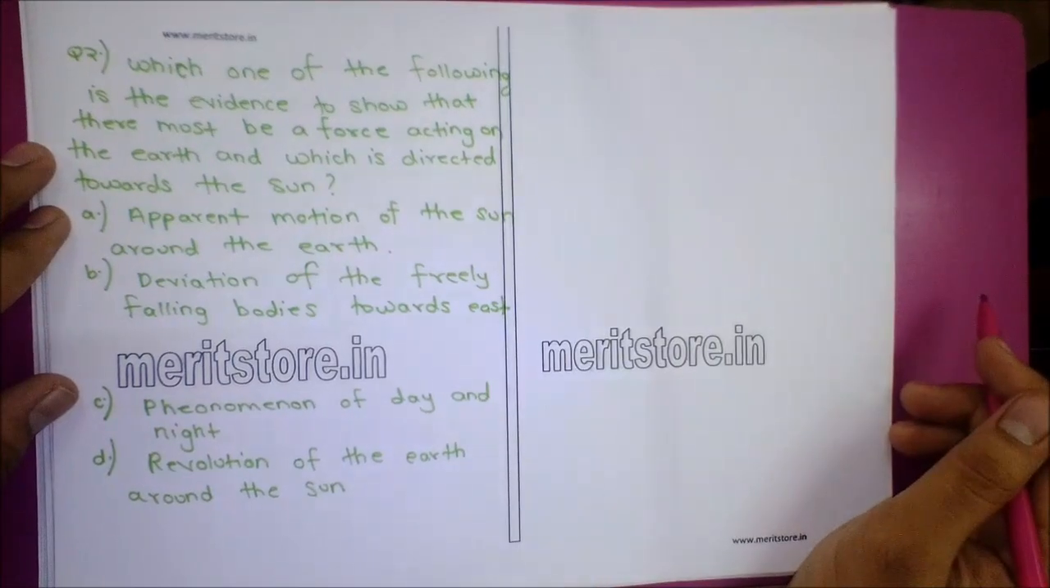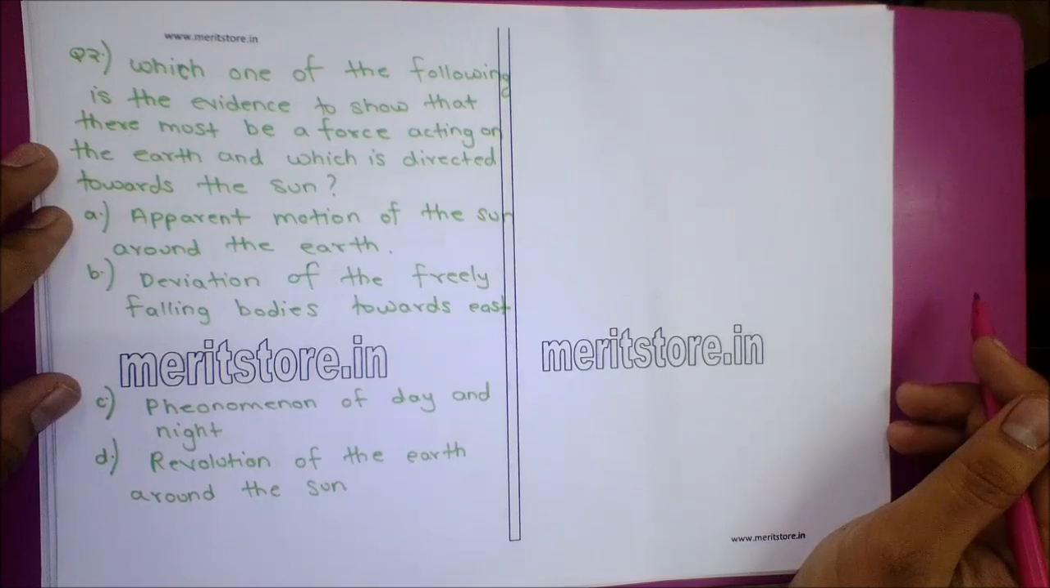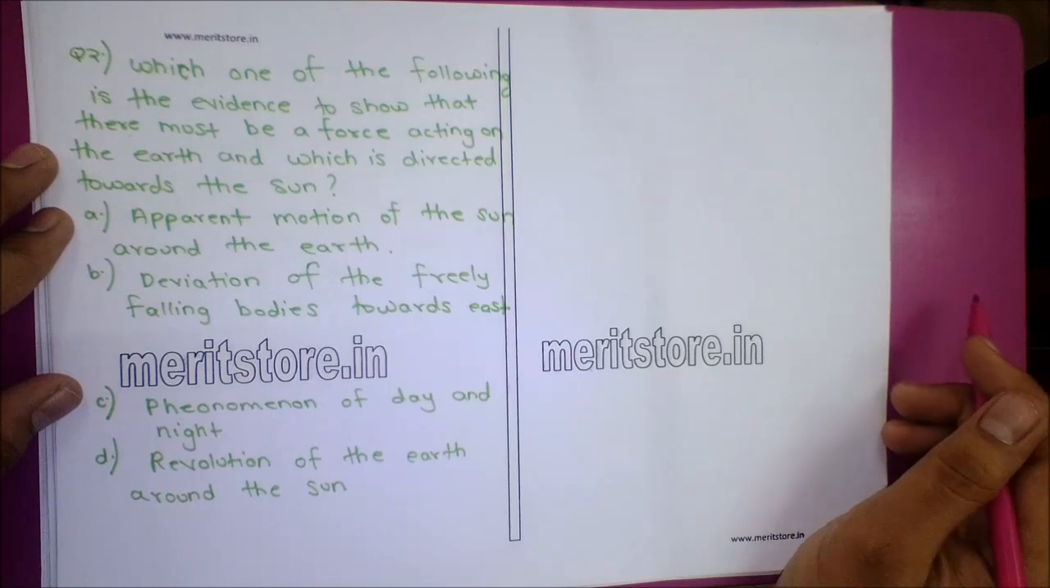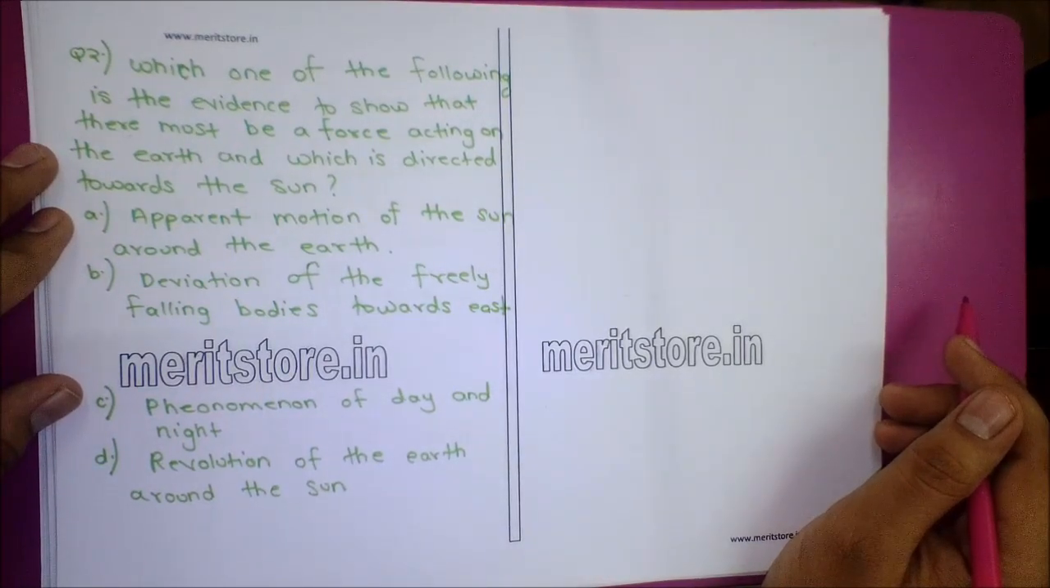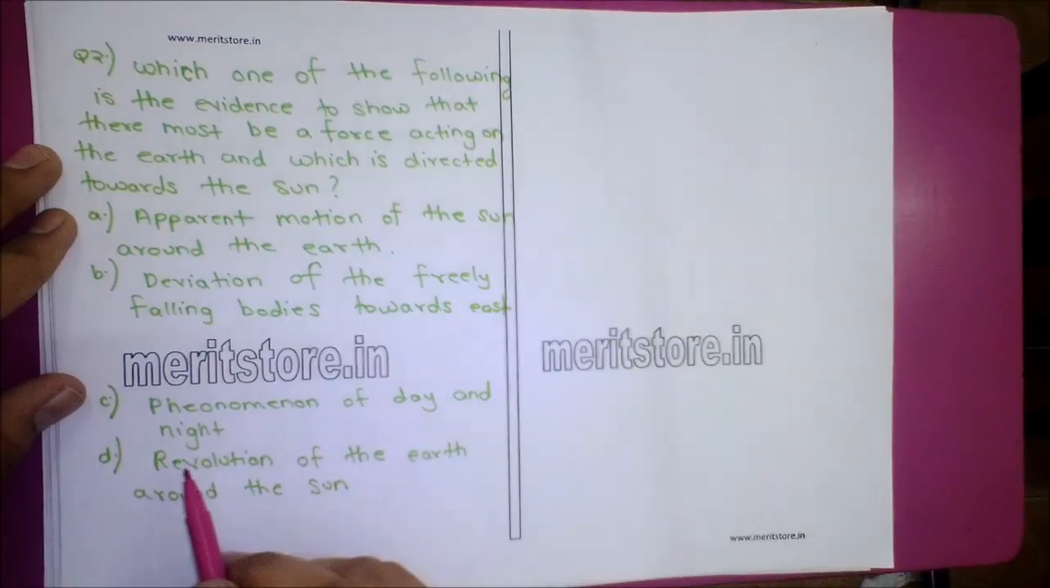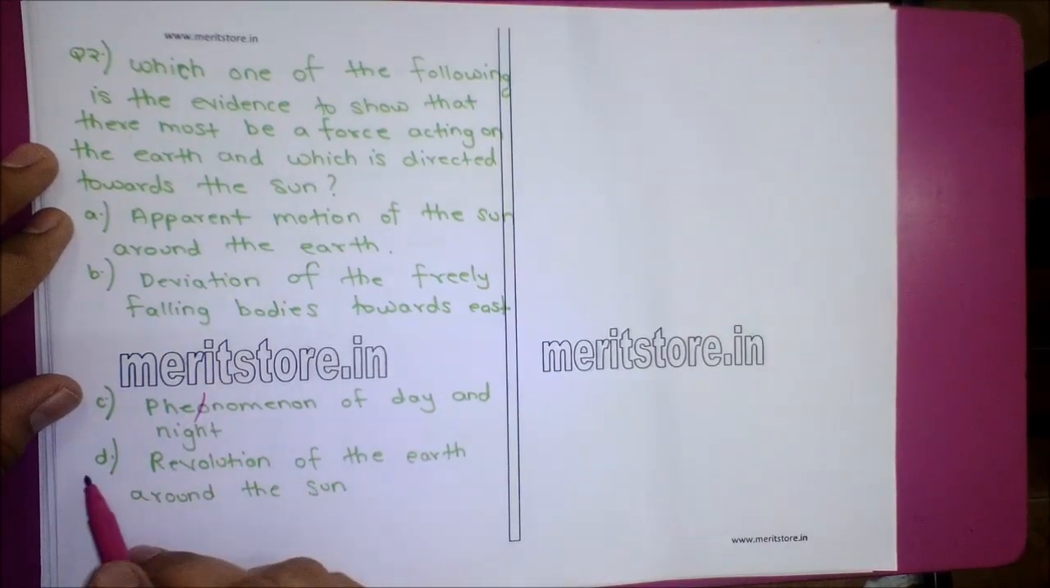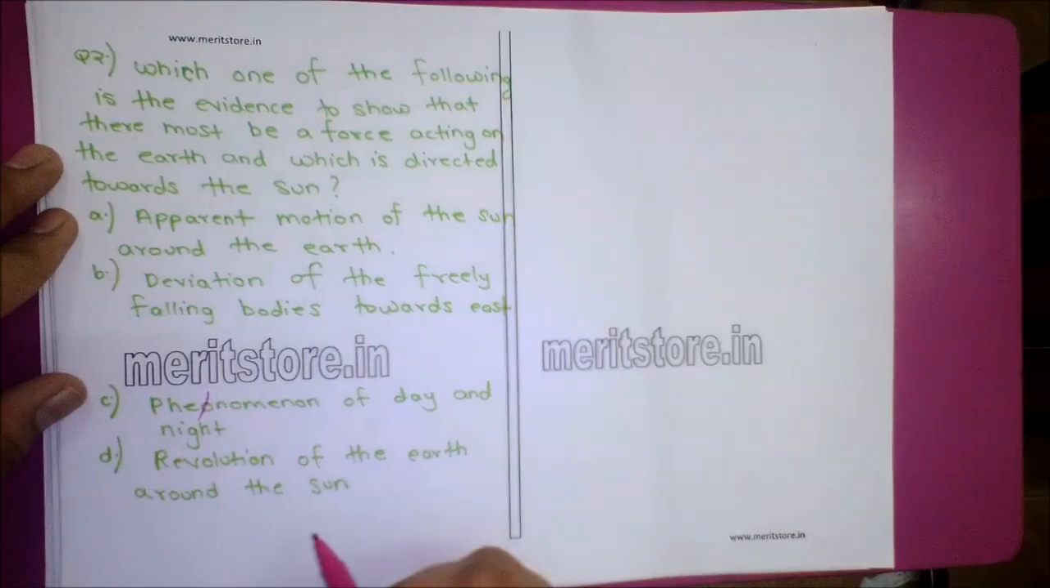Which one of the following is the evidence to show that there must be a force acting on the earth and which is directed towards the sun? Option A, apparent motion of the sun around the earth. Option B, deviation of the freely falling bodies towards east. Option C, phenomenon of day and night. Option D, the revolution of the earth around the sun.